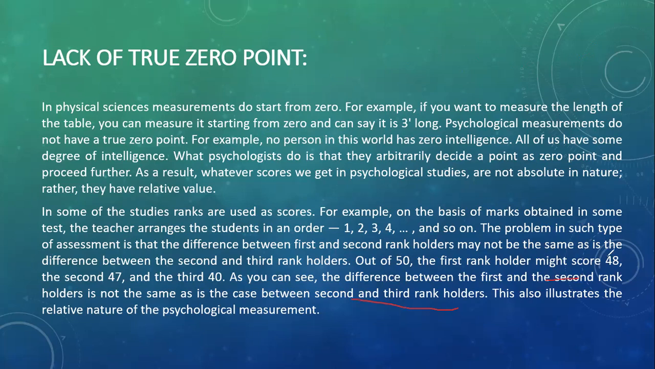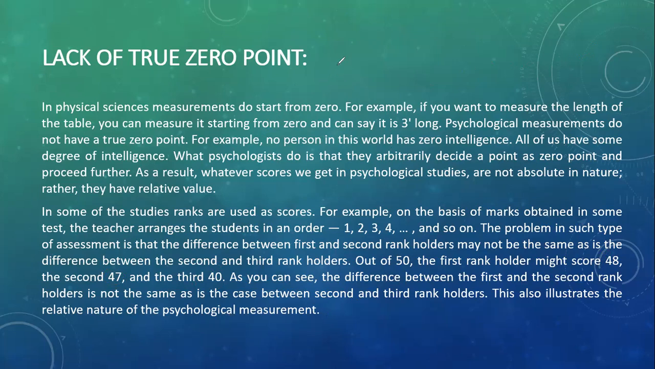So what is the difference? 48, 47, 40. So the difference is 1 and from 47 it is 7. The first difference is 1, the second difference is 7, there can be 6, 5, 0, yes. But what is the standard? It is 50. Relative to 50, a degree will be decided, right? Then, this illustrates the relative nature of psychological measurement.